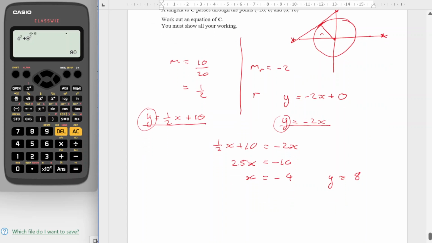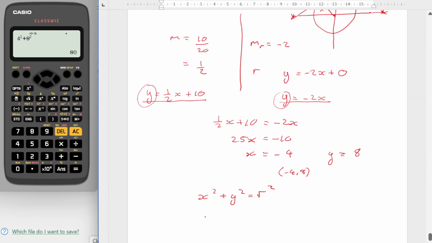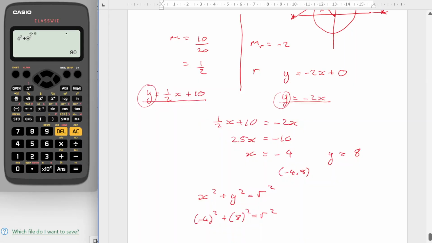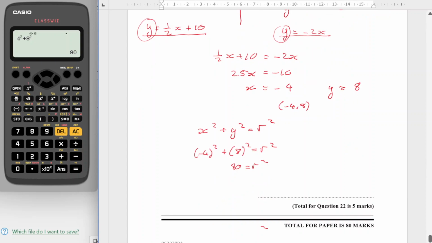And from there, in effect, I've got the coordinate on the circle of (-4, 8). And that must satisfy the equation x squared plus y squared equals r squared. So I just need to do minus 4 squared plus 8 squared to find out what r squared would be. So 4 squared plus 8 squared gives us 80. So 80 is equal to r squared. And I would jump straight from that. I would say that x squared plus y squared equals 80 for my equation.